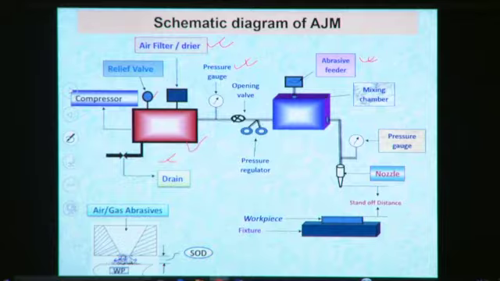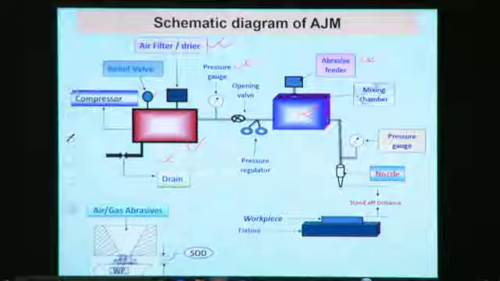So there is a mixing chamber. This is the mixing chamber here. In that mixing chamber, abrasive particles are coming from the abrasive feeder and compressed air is coming from the compressor. So here there is a homogeneous mixing of abrasive particles and air. These abrasive particles are fed into the compressed air from a feeder.